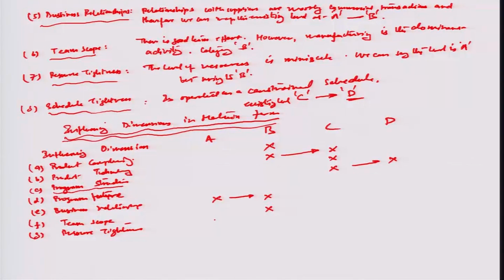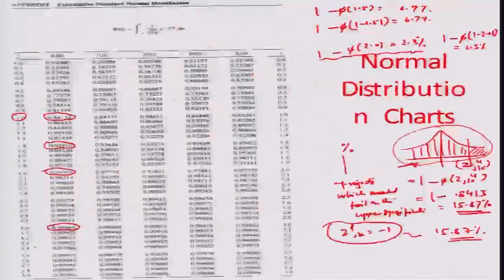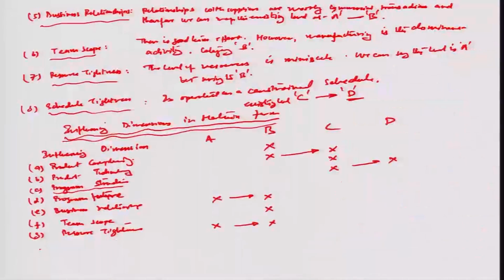We are going to become cost conscious as a company, and therefore one can't afford to have any more resources than what is being utilized. So, currently the level is A, but it is going to move up to B because of price sensitivity. And then of course, when we look into schedule tightness, it is already provided as C, but it is going to move up to D because of the extremely competitive environment in which one is operating.